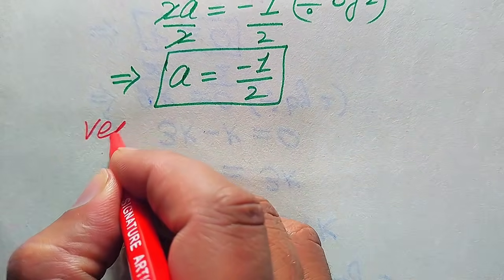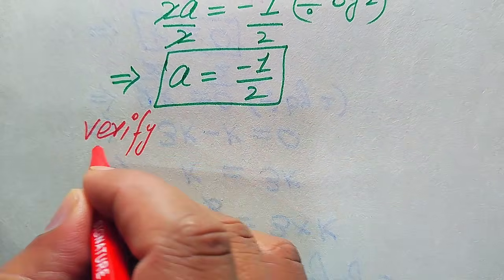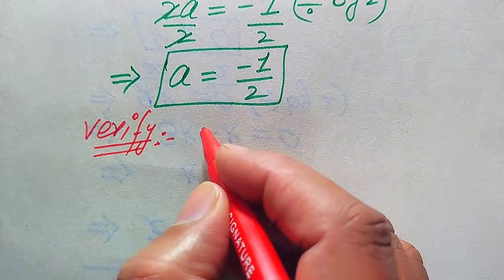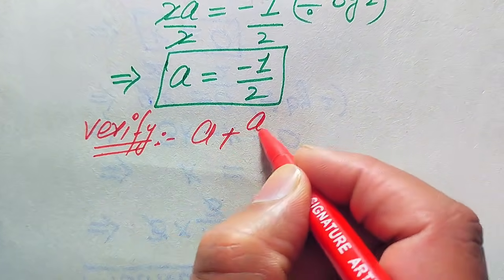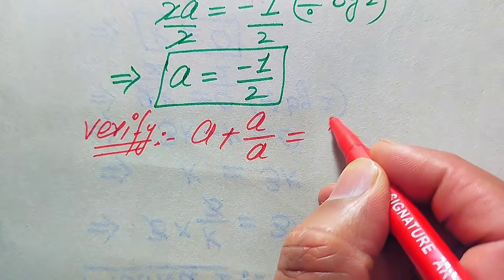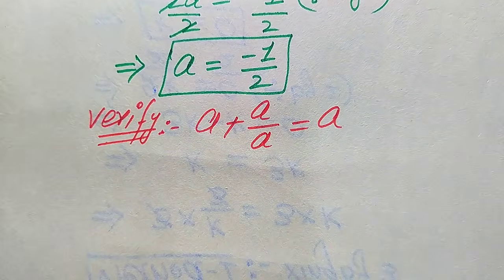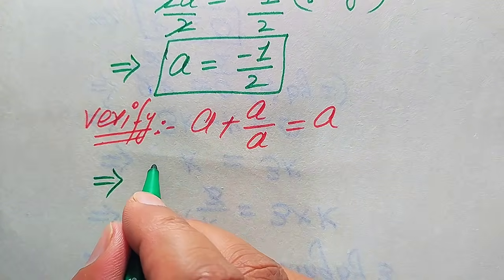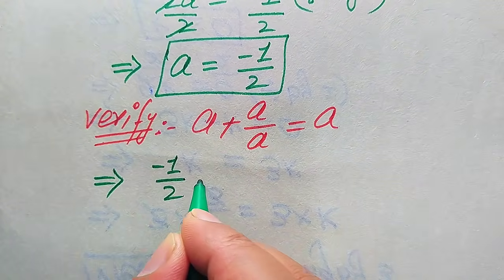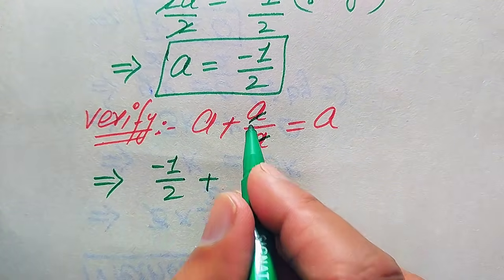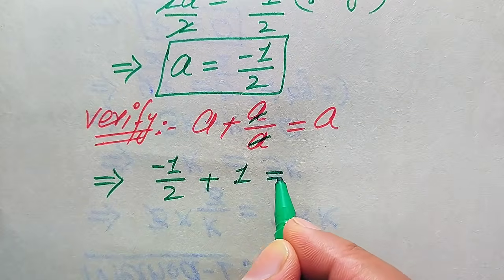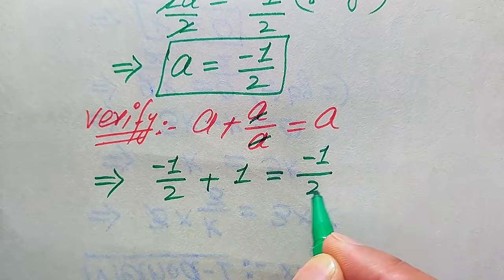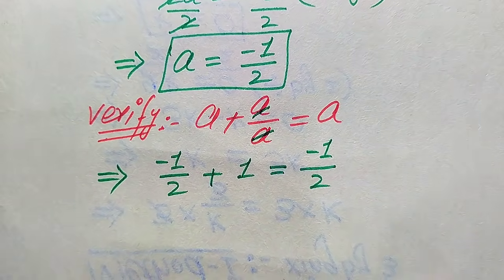For verification of this value we need to copy down the given question statement. Here it is a plus a divided by a is equal to a. Here we substitute the value of a on both sides and check its behavior, and when we put it here it becomes minus 1 divided by 2 plus 1, since a and a are gone, equals minus 1 divided by 2.